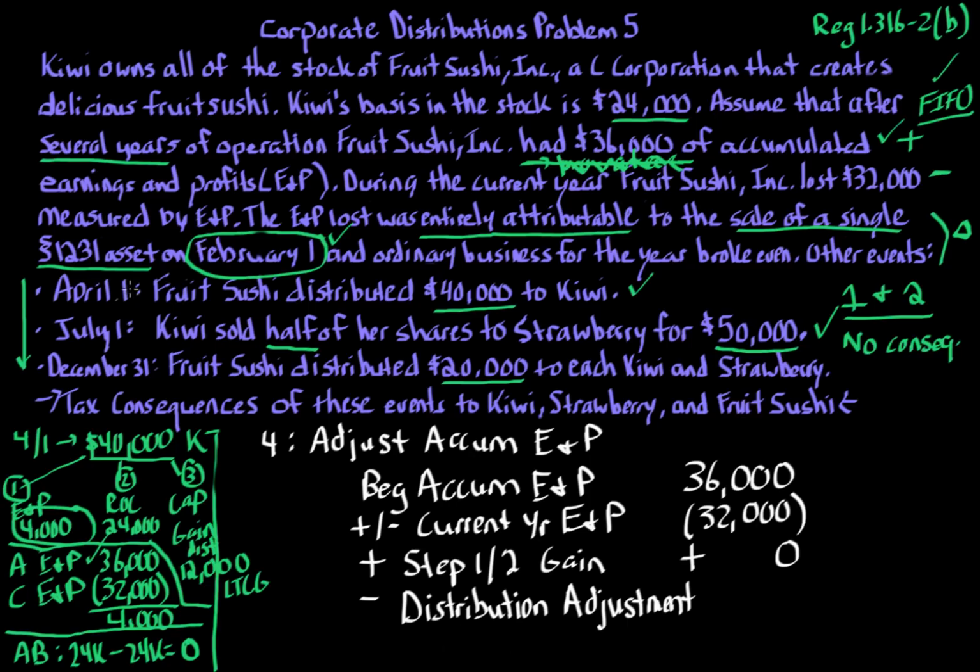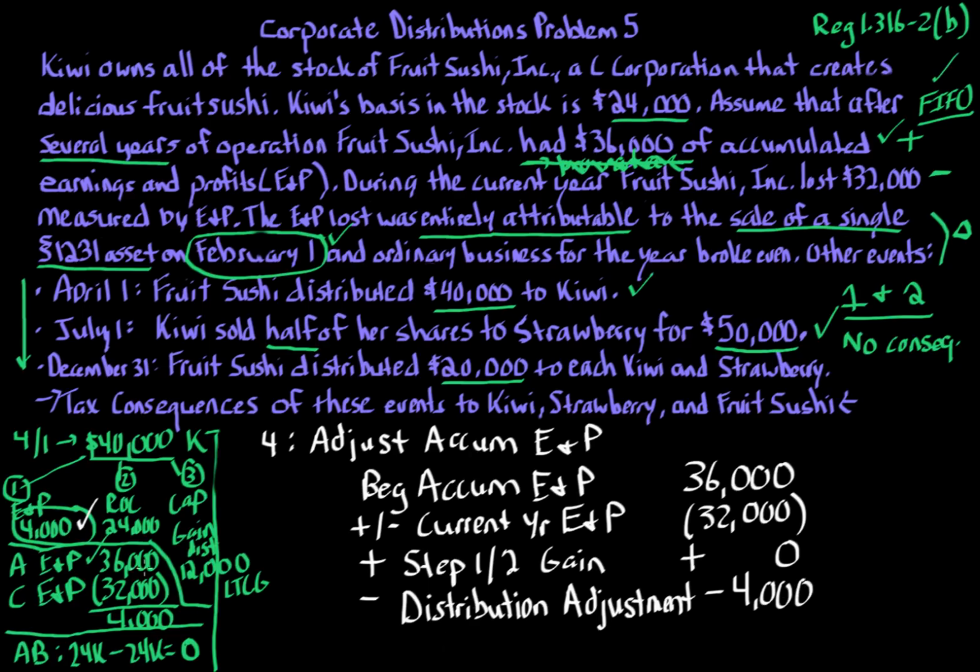So the only distribution, right, there were 3 distributions. 1 on April 1st, 2 on December 31st. The December 31st ones, neither of them were considered out of EMP, so they weren't dividends. The one on April 1st was a dividend distribution. It was 4,000. It was this amount right here, the EMP. So this amount is the amount of the dividend. So we go ahead and we subtract 4,000.